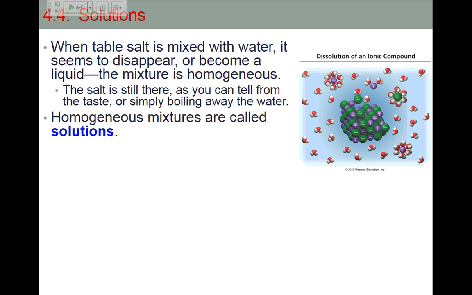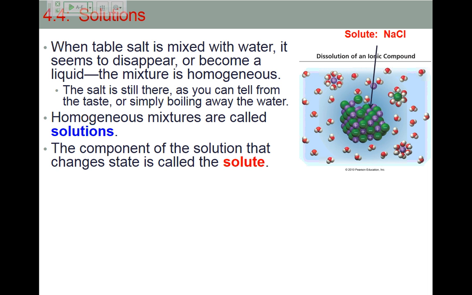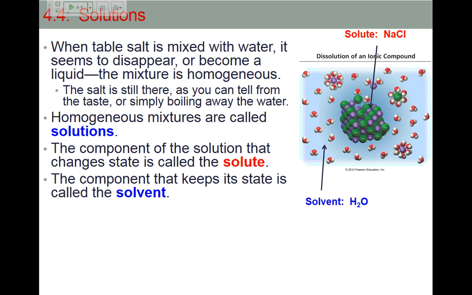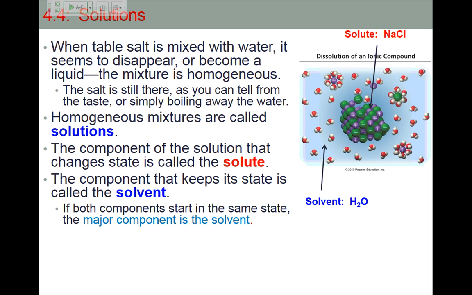This is what we call a solution. A homogeneous mixture is a solution. We have some sort of thing dissolved in something else. So typically, the component of our solution that changes state, that goes from solid to liquid, we call our solute. In this case, it's sodium chloride. And the thing that's staying in the same state, in this case water, is our solvent. In most cases, we have a lot more solvent, and that's our major component. And that's typically what we see.